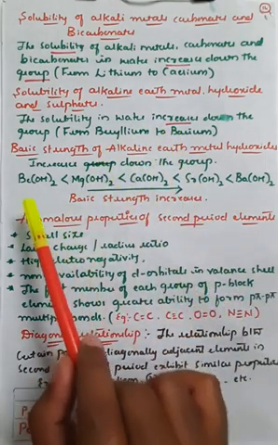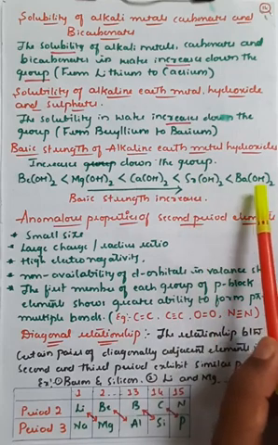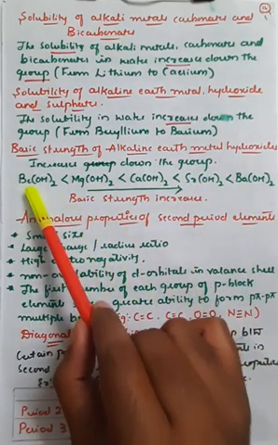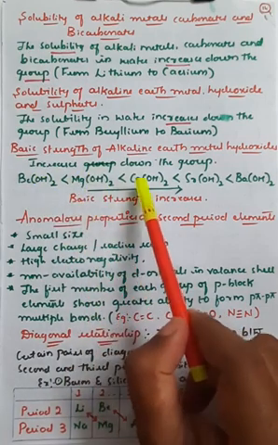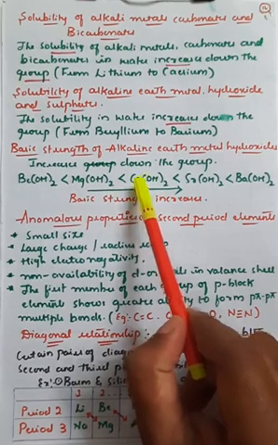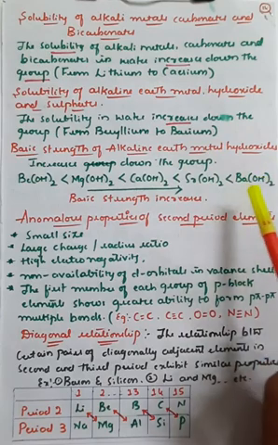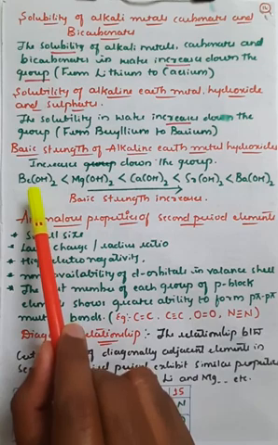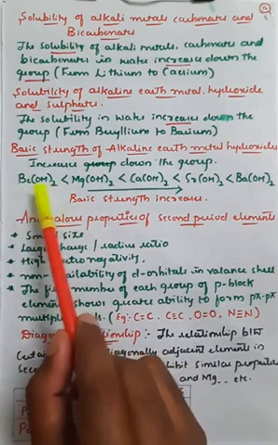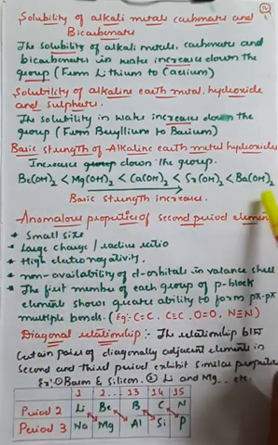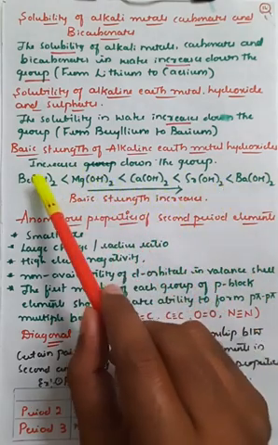So the alkaline earth metal hydroxides are beryllium hydroxide, magnesium hydroxide, calcium hydroxide, strontium hydroxide and barium hydroxide. Here if you observe, beryllium hydroxide is less basic than magnesium hydroxide. Magnesium hydroxide is less basic than calcium hydroxide, and that is less than strontium hydroxide, which is less than barium hydroxide. Which means beryllium has the lowest basic nature. In case of basic strength, beryllium hydroxide has the lowest value and barium hydroxide has the highest basic strength among alkaline earth metals.